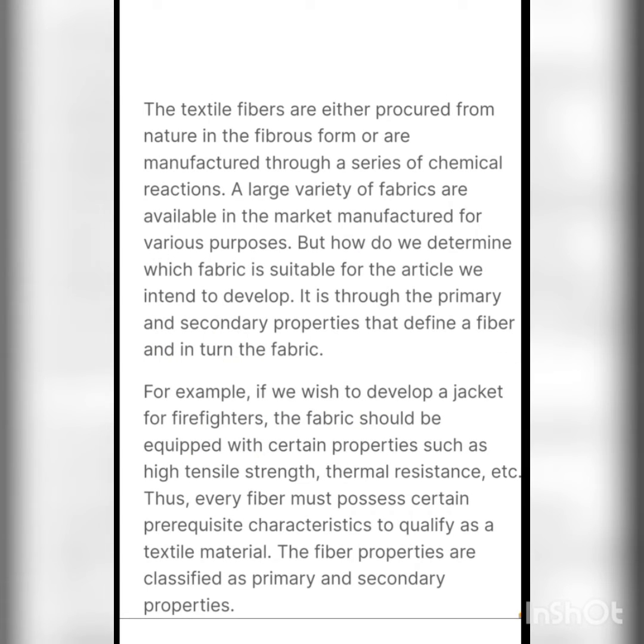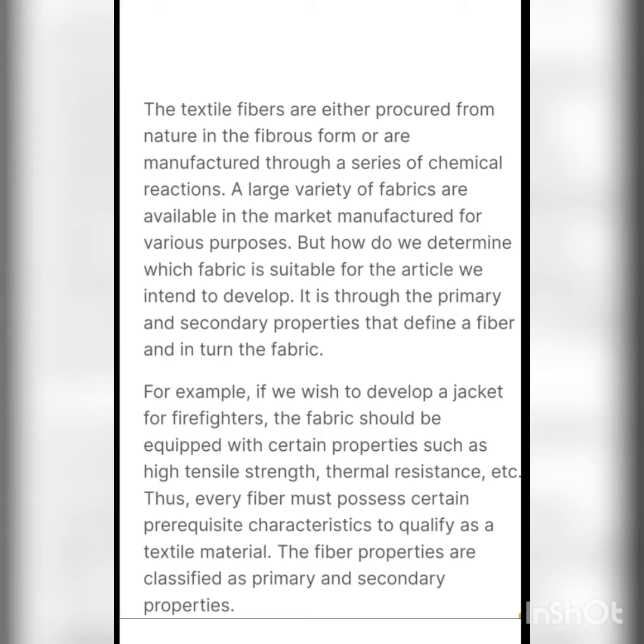The textile fibers are either produced from nature, and we know that, right? Or they are produced through a series of chemical reactions, as synthetic or man-made fibers are produced. So a large variety of fabrics are there in the market which are manufactured or processed according to the usage.